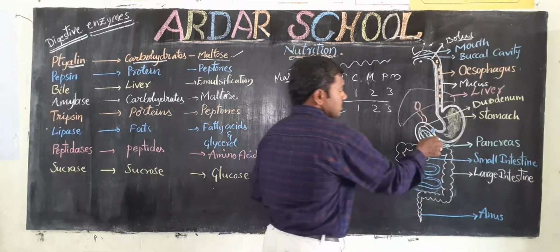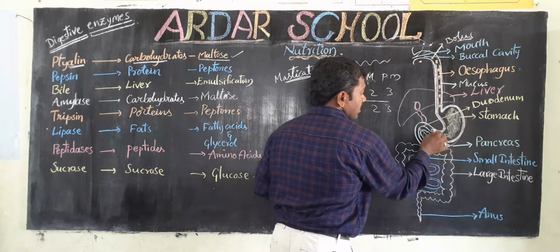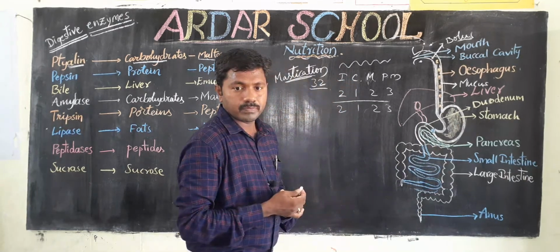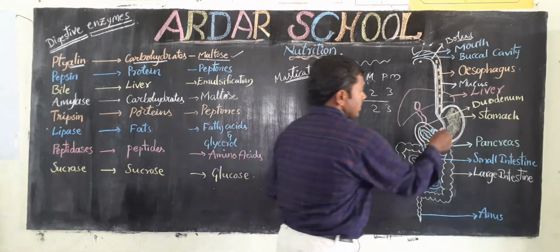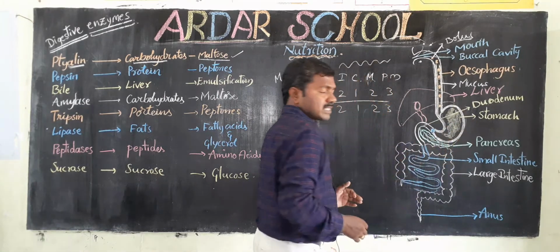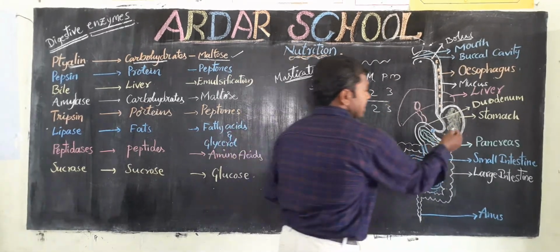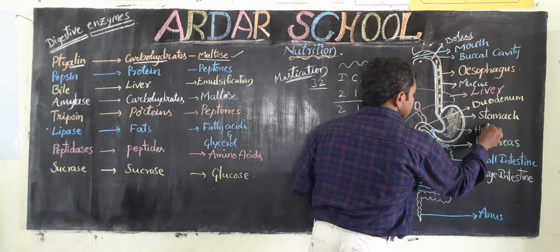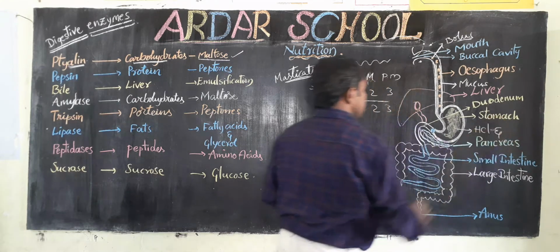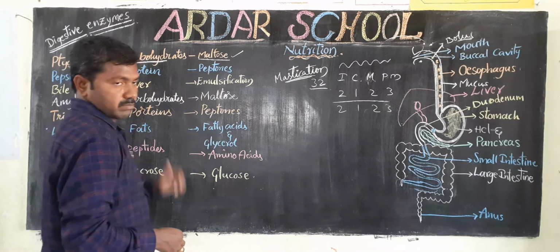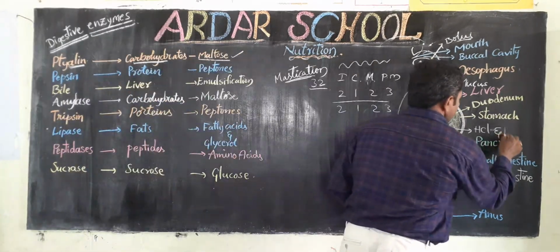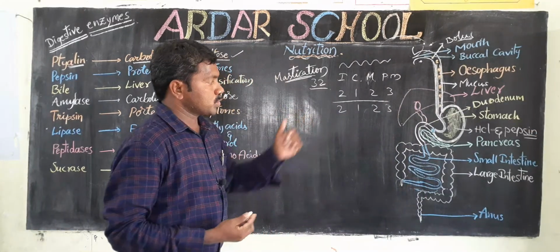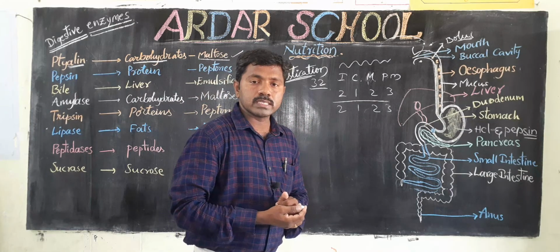Here also some layer is there inside, that is called the mucus layer. Very good. The walls of the stomach secrete HCl. So, gastric juices. What are the gastric juices? HCl and pepsin. Those two are called the gastric juices.